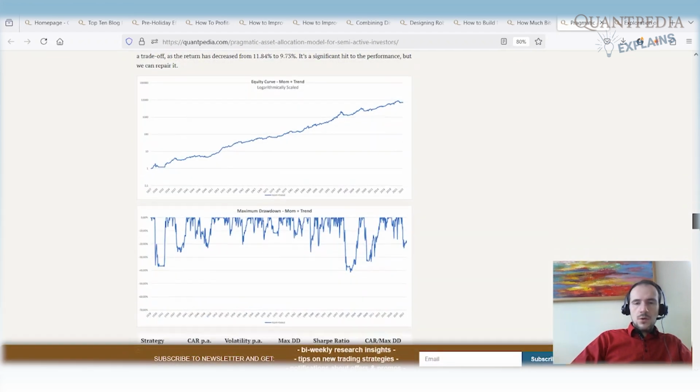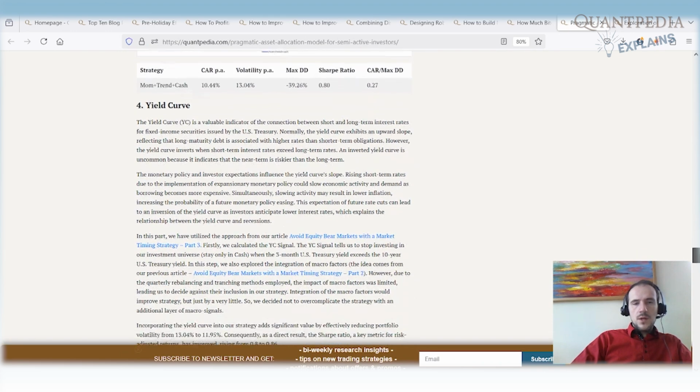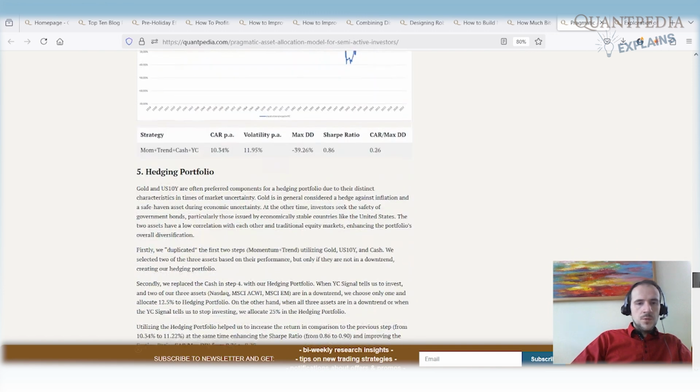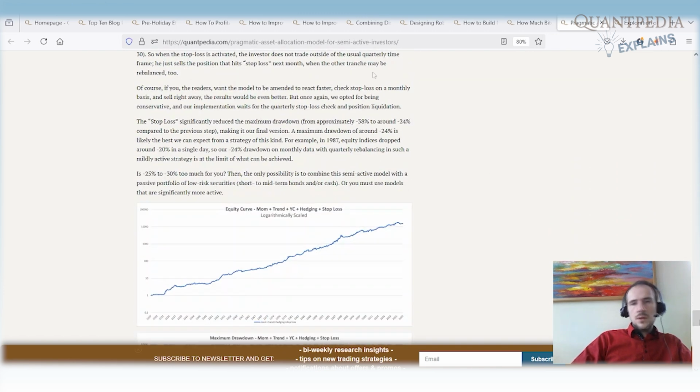So the whole framework how you can build your investment portfolio, which is not very active, but on the other hand should have less risk than just buying and holding some ETF. It's a little longer article, but I really recommend you to go through it, and then you can read also the second article which builds on this first one.